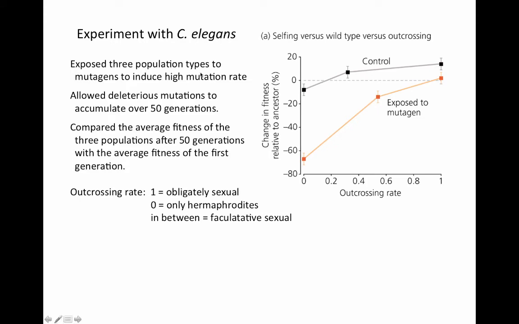For reading this graph, on the y-axis, we have this comparison between the fitness after 50 generations and the average fitness of the first generation. So negative means that after 50 generations, the population was less fit. Zero means it's equally as fit as the first generation was. And above zero means that the population was more fit after 50 generations.